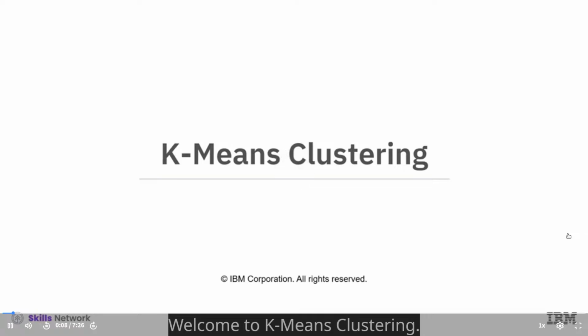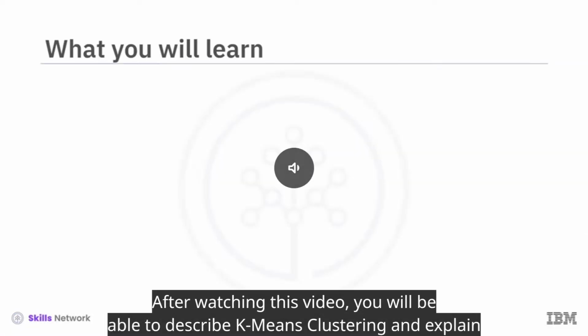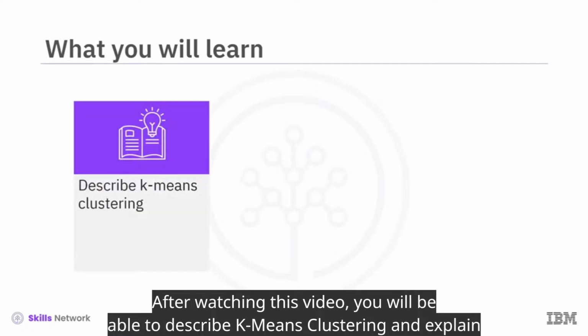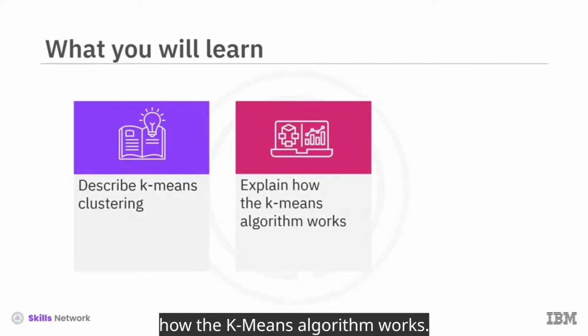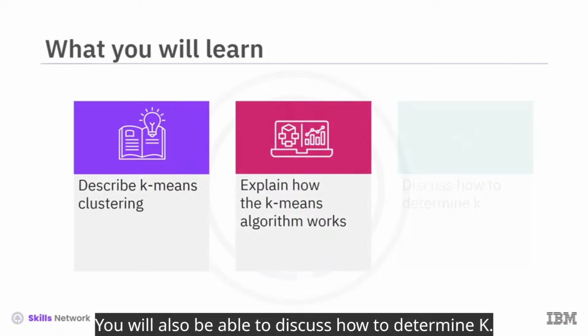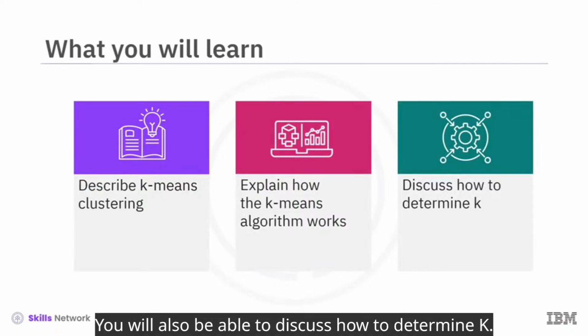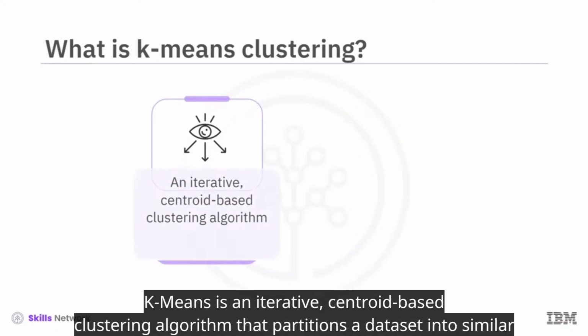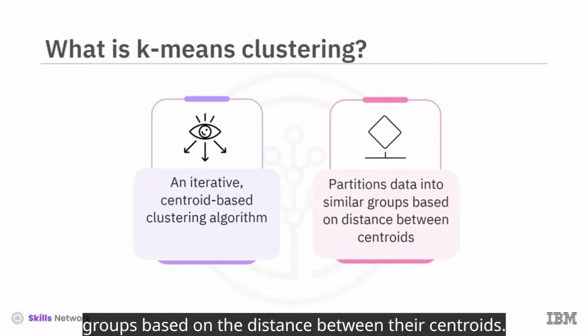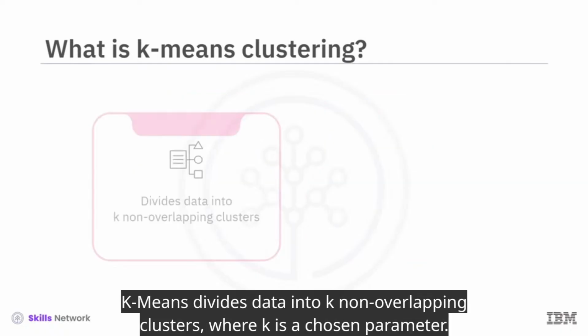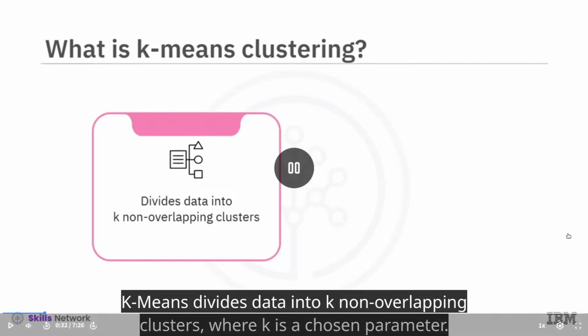Welcome to K-means clustering. After watching this video, you will be able to describe K-means clustering and explain how the K-means algorithm works. You will also be able to discuss how to determine K. K-means is an iterative, centroid-based clustering algorithm that partitions a dataset into similar groups based on the distance between their centroids. K-means divides data into K non-overlapping clusters, where K is a chosen parameter.